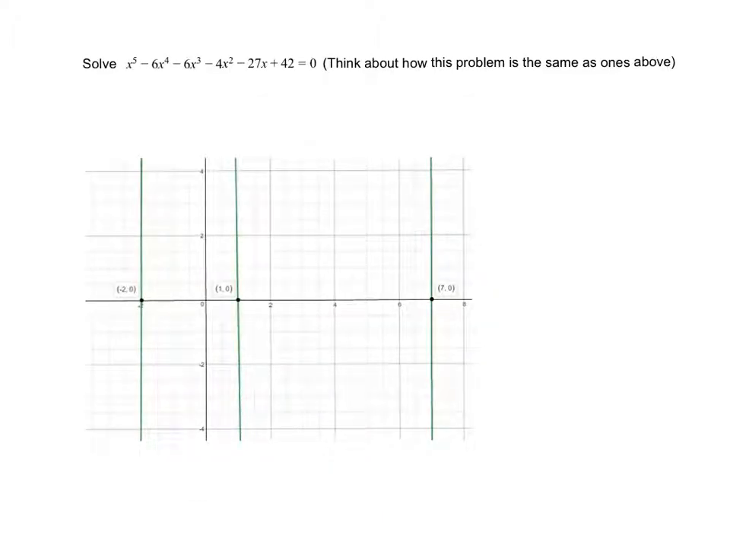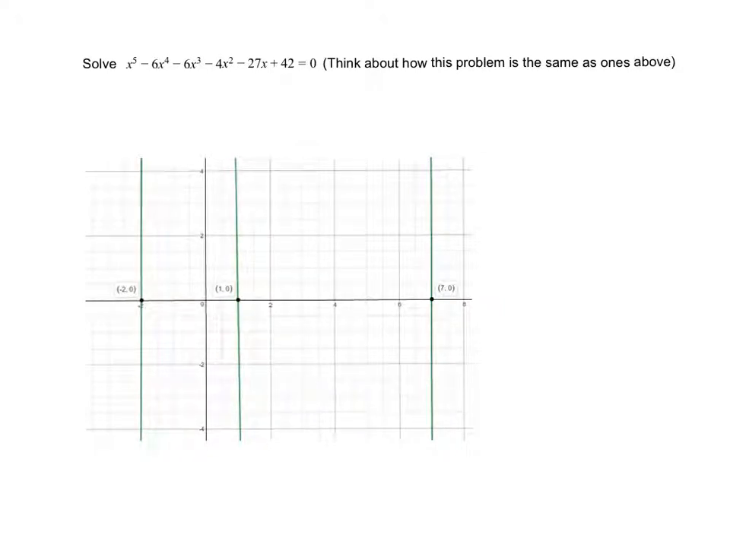So now we actually want to solve a polynomial. We want to solve x to the 5th minus 6x to the 4th minus 6x cubed minus 4x squared minus 27x plus 42 equals 0. We want to think about how this problem is the same as the ones above. If I'm solving a polynomial, it's the same thing as finding the zeros, so it's the same process as what we've been doing. We first find the possible rational zeros, we figure out how many rational zeros we have, and then we can work our way from there.